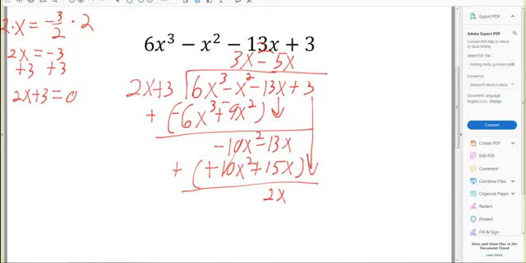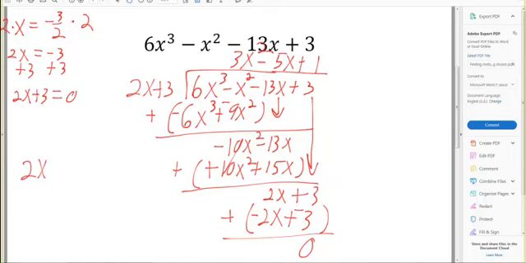Bring the 3 down, and we are lucky enough to have no remainder, so we're going to multiply 2x by 1 to get 2x. 1 times 3 is 3. Subtract it. Parentheses around. Change the symbols. We get 0. And so now we have our new factors of 2x plus 3 in parentheses and 3x squared minus 5x plus 1. And if you multiply that back out, you'll get 6x cubed minus x squared minus 13x plus 3.